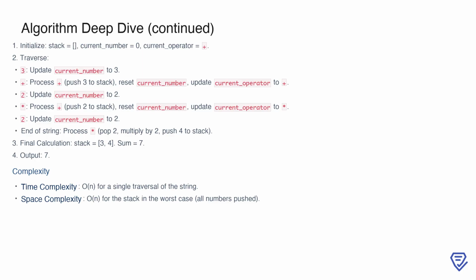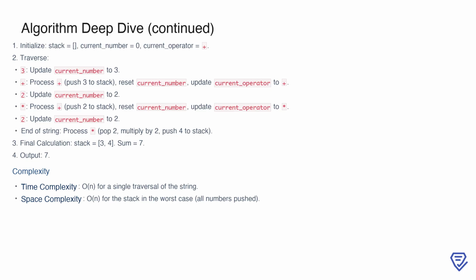We start by initializing the stack as empty, current_number as 0, and current_operator as plus. As we traverse the string, we encounter the digit 3, so we update current_number to 3. When we reach the plus operator, we process the current operator, which is also plus. This means we push 3 onto the stack, reset current_number, and update current_operator to plus.